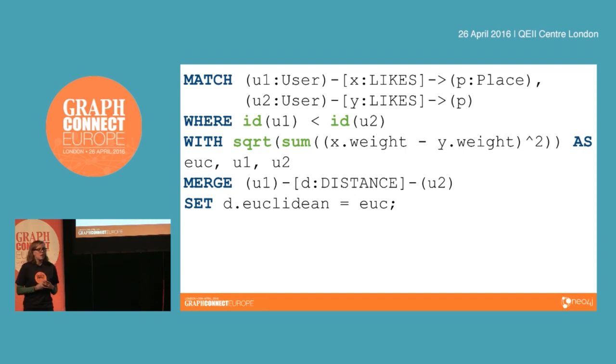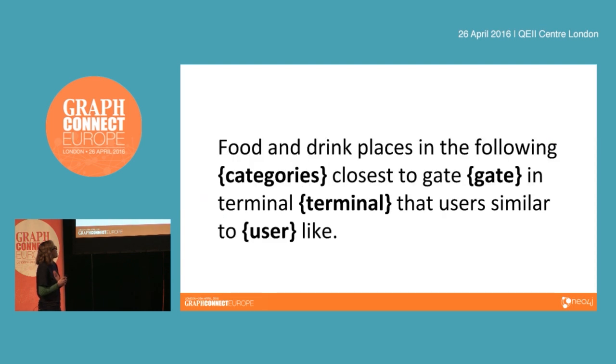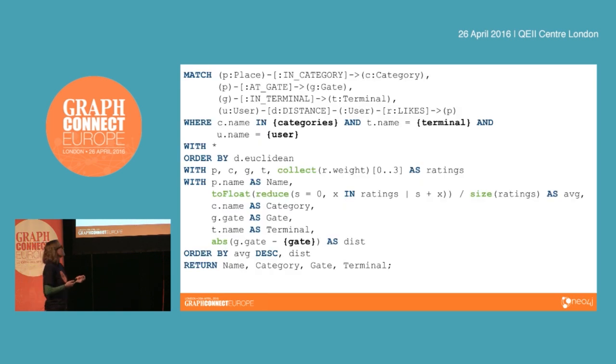So there are a few considerations to make when you consider this type of modeling. But in essence, this has been found to work roughly pretty well, because then you can do queries like this in real time, where we want to find places in the following categories, close to some gate and some terminal, that users similar to the logged in user like. And in this way, we don't have to compute the similarity on the fly. We've pre-computed it and stored it on a relationship, and in Cypher, we're able to grab that very quickly.